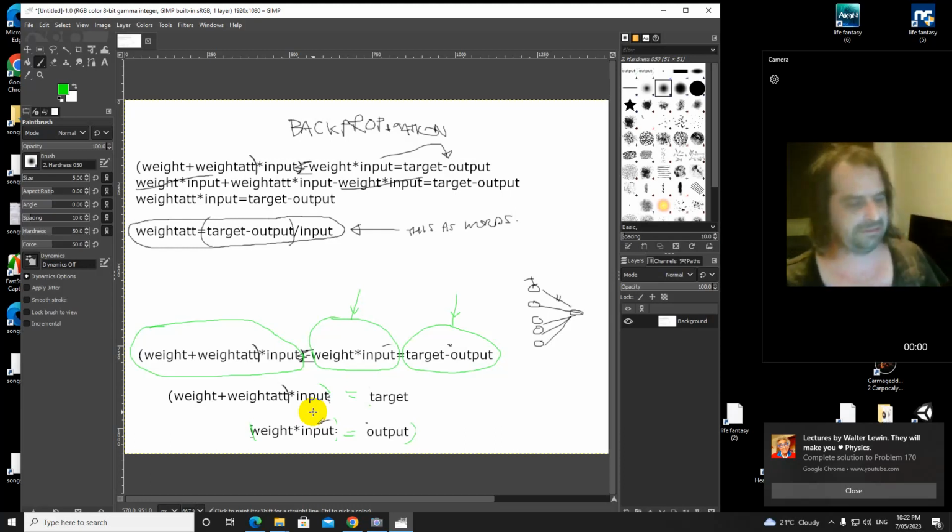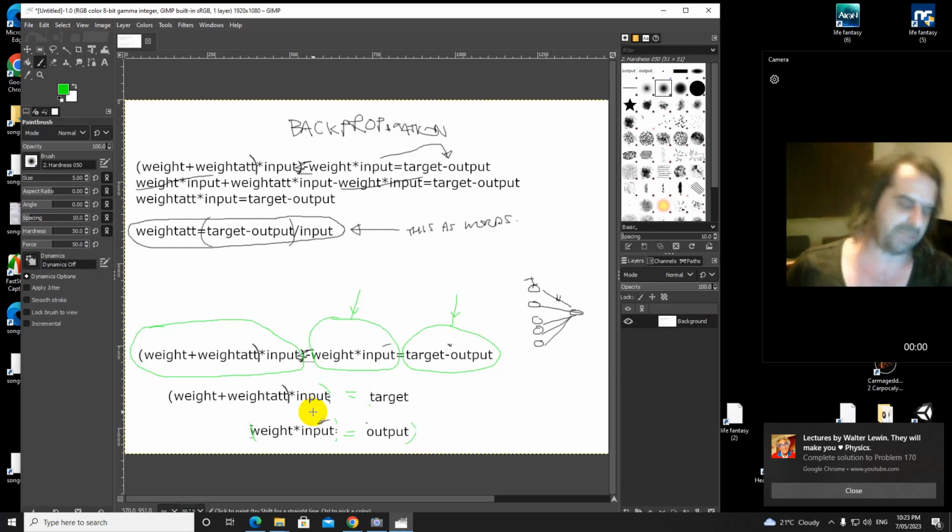Anyway. So, if this one equals the target, that's the output we want, and this one equals what it is now, I can put them in the same equation together. And this is like the input going through the weights to make the output. And see, they both equal the same thing. But if they equal the same thing, why don't I just have one of them?